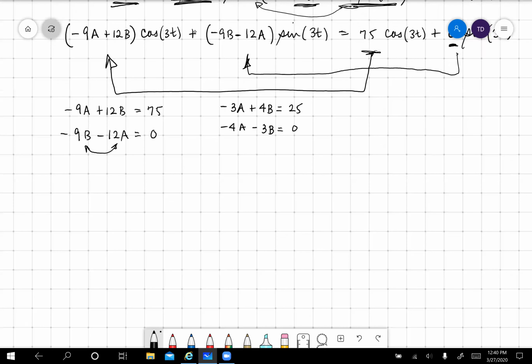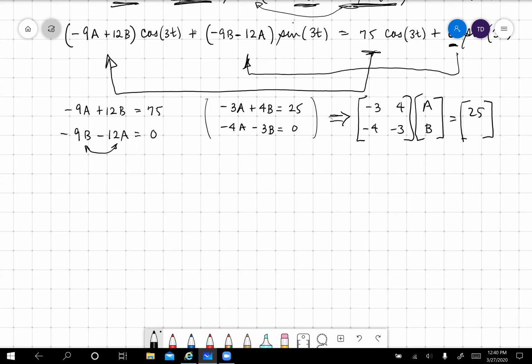Now I'm going to solve these two right here. There are 1,000 ways to solve them, but I'm going to solve them using Cramer's rule. So remember that this can be written the following way. Minus 3, 4, minus 4, minus 3, times a, b equals 25, 0. So solving for a, we get the following.